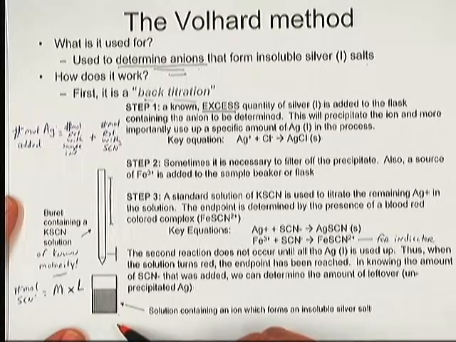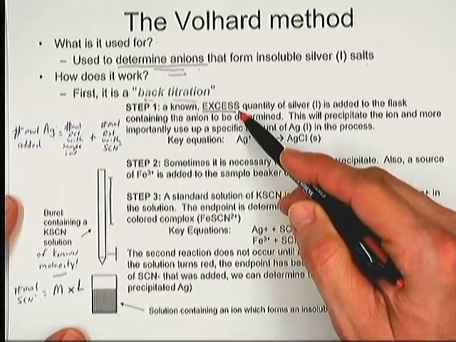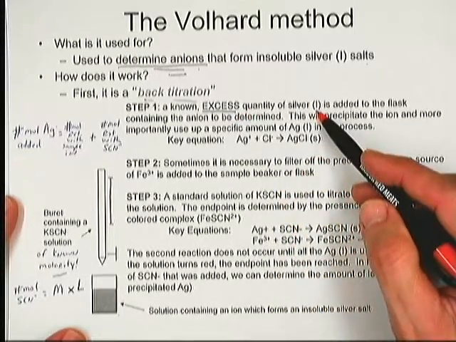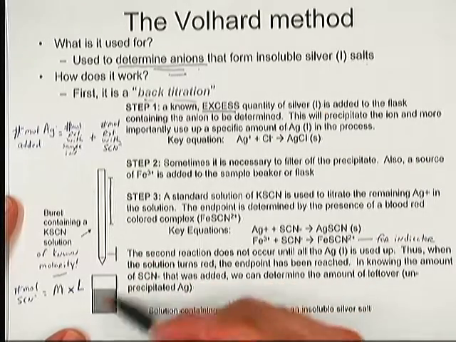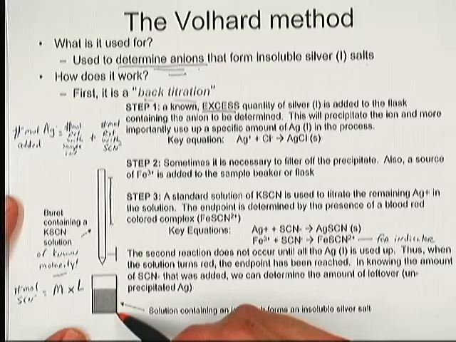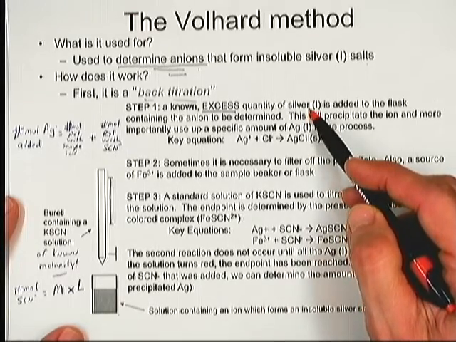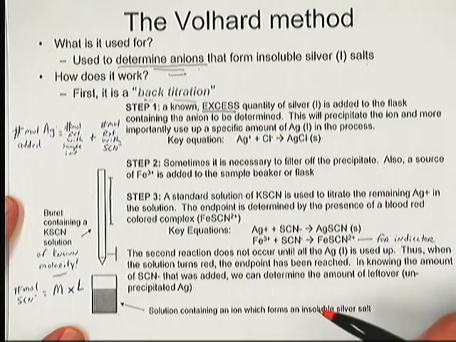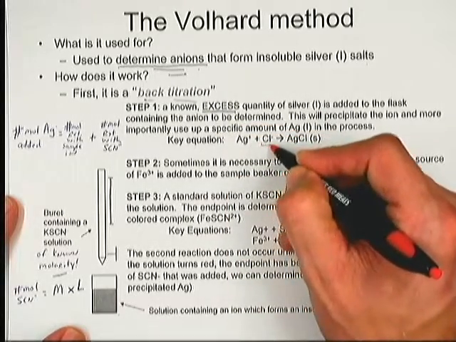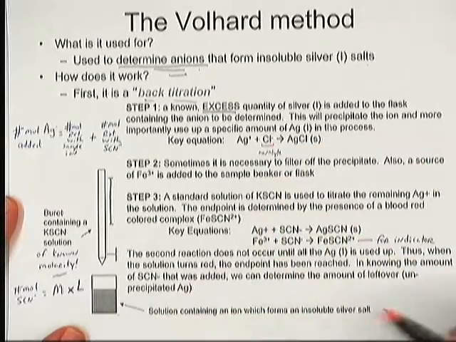And then in the first step, we're going to add an excess quantity of silver plus 1 into our flask. So the sample was there, we purposely add in an excess quantity of silver plus 1, extra silver plus 1. When we do that, that silver plus 1 ion essentially forms a precipitate with the anion that we want to measure. Okay? So let's just say that in our example here, chloride is our analyte. That's what we want to measure. That's present in our sample.